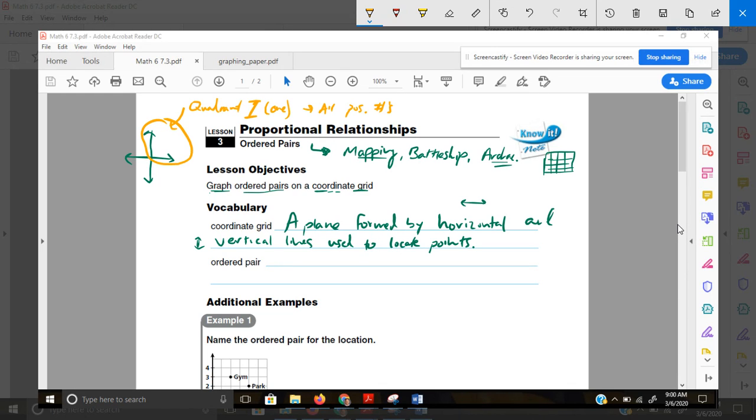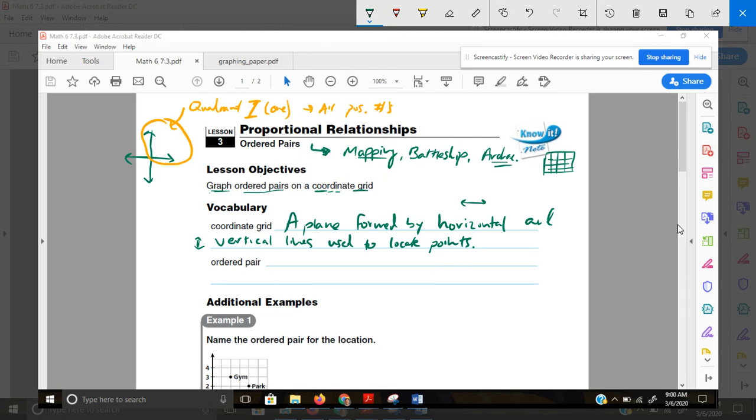Eventually, you will work with all 4 quadrants, quadrant 1, 2, 3, and 4. But for today's lesson, you're just going to be focusing on this first quadrant where we have positive numbers to the right and up. And I'm going to give you a few pointers on that, all right?